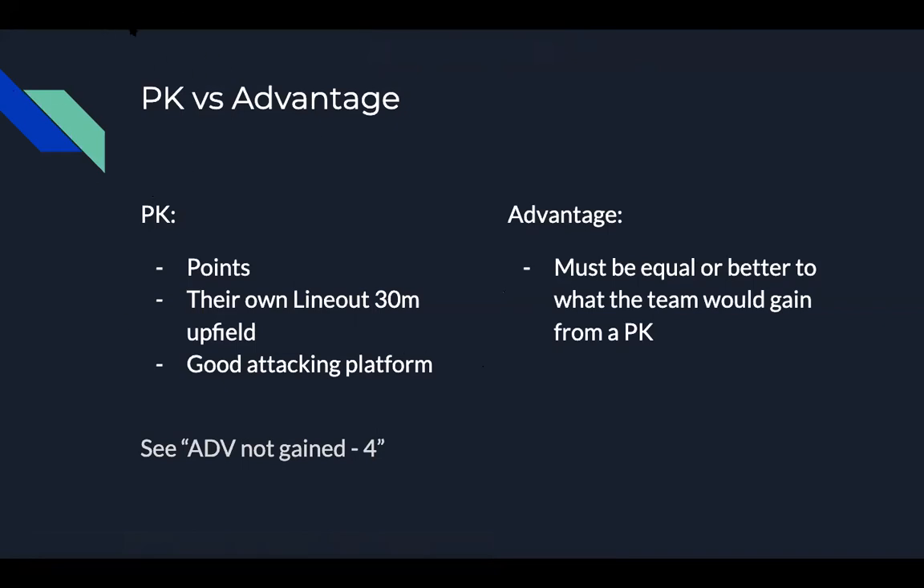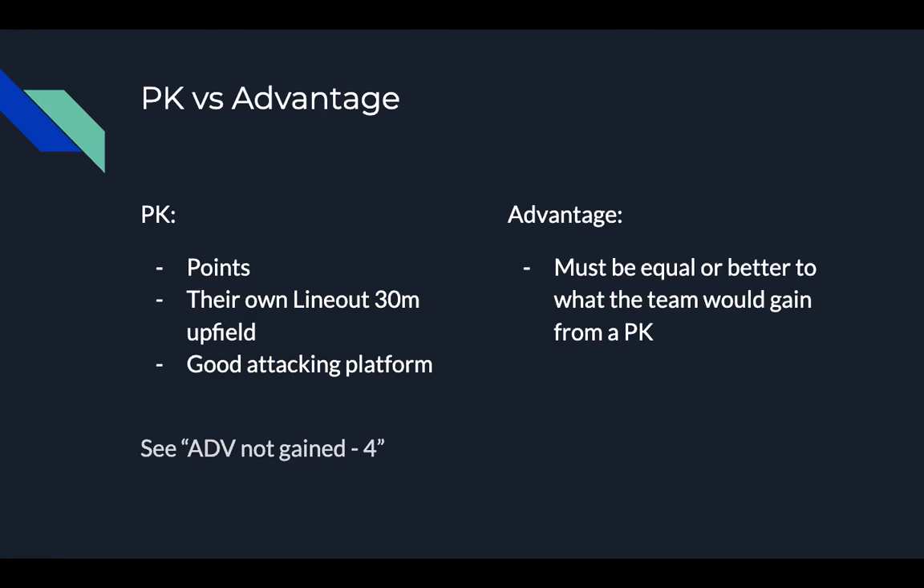Having the immediate penalty kick versus playing the advantage. What can teams get from a penalty kick? Points. So if they're anywhere within the 22, you can basically guarantee, like I like to preface again, with a higher level team with a good kicker, they get 3 points on a penalty goal. They can get their own line out 30 meters upfield. So that's key. If a team is going and it's a penalty advantage and they kick upfield, it's the other team's line out.